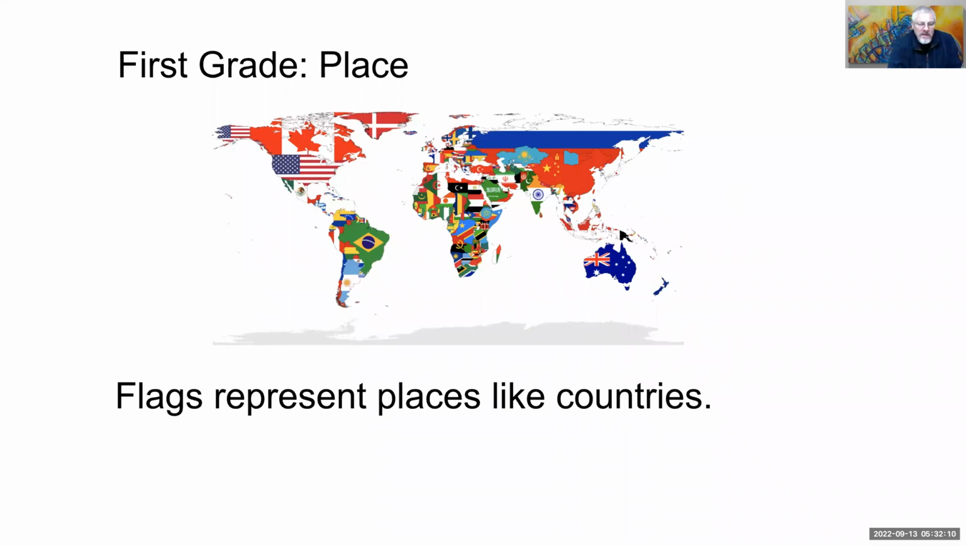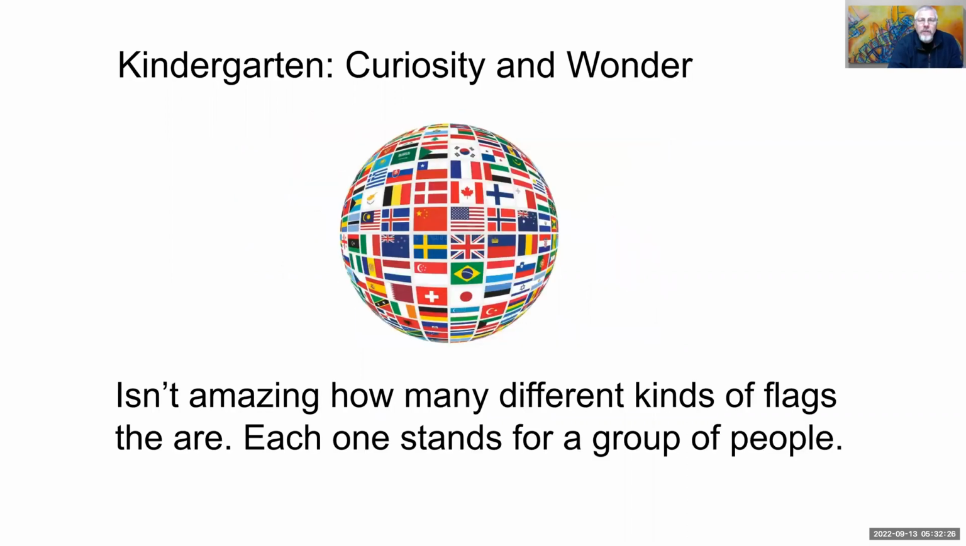First grade's big idea is place, and all the countries in the world pretty much have flags, and you can see there's a flag for each part of the world. All right, there's where we are, and so on and so forth. Kindergarten: there's curiosity and wonder. Isn't it amazing how many different flags there are?